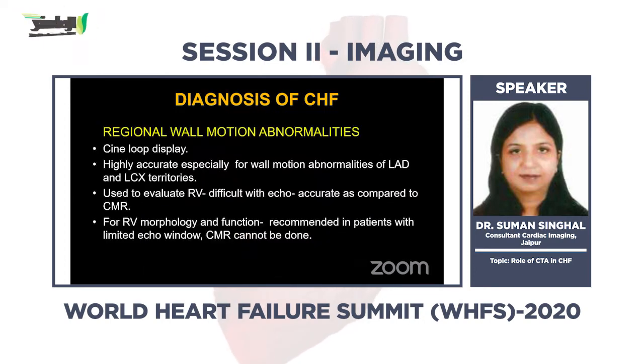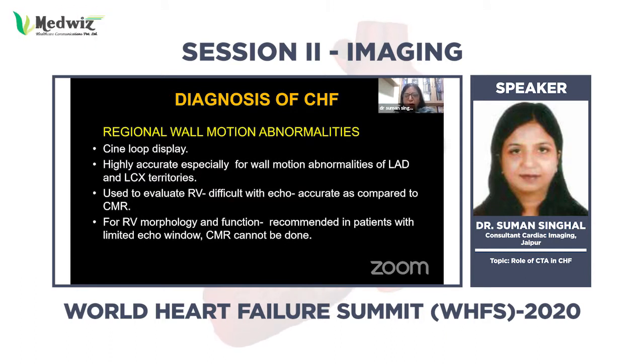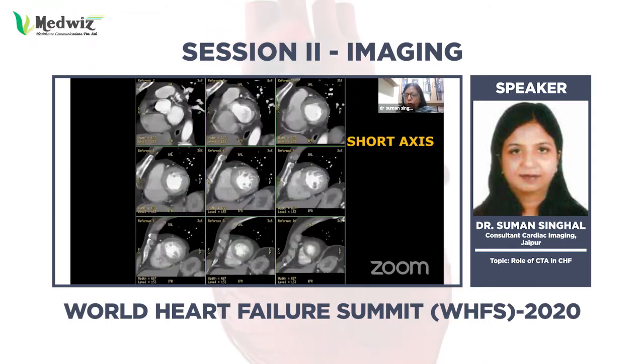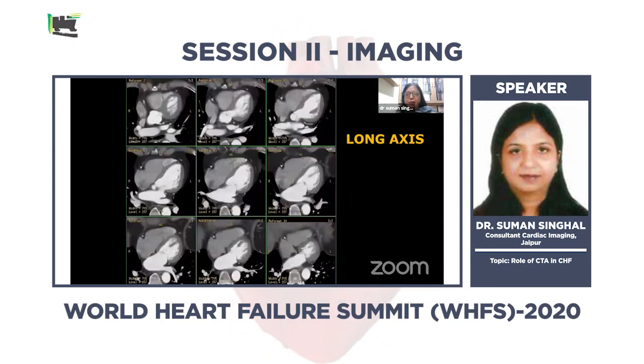So I'll continue. Along with the ejection fraction, we can even see the regional wall motion abnormalities with CT. Though CMR and echocardiography are the mainstay in this, once we acquire the data, we can see the cine loop display, and certain times we can see the wall motion abnormalities of LAD and LCX territories very well. It can be used to evaluate the right ventricle, which is certain times difficult on echocardiography, and CMR is again very good for evaluating RV. So we get these cine images like this in short axis, in long axis, in 4-chamber, and we can look for the cine abnormalities as well.